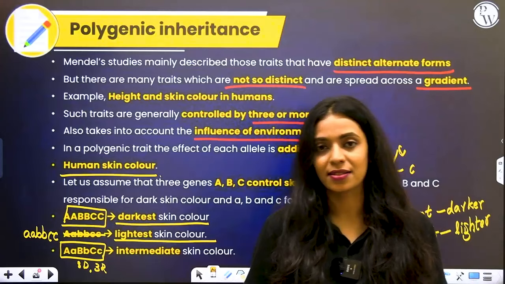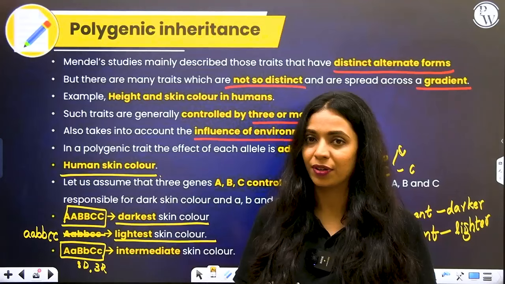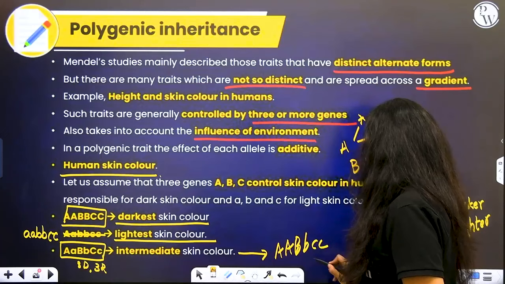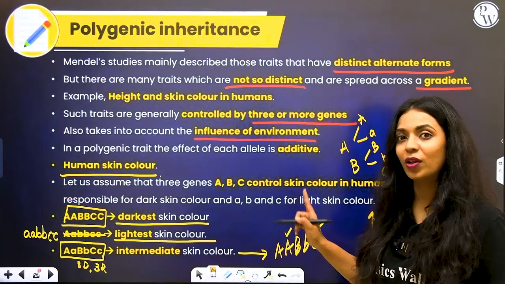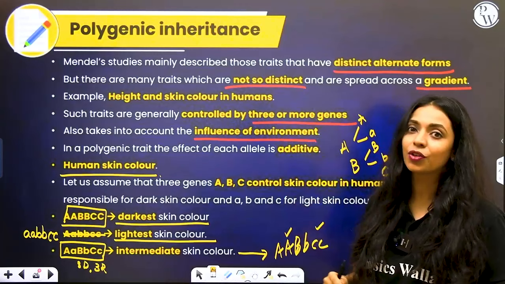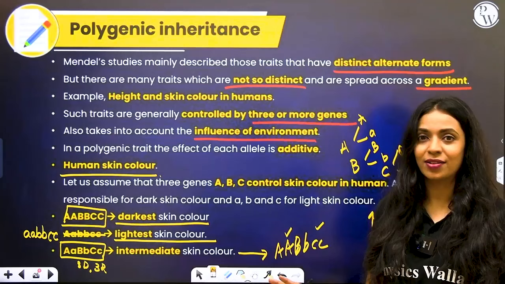Over here, it does not matter whether A is dominant, B is dominant or C is dominant. It only depends on the number. Here, you have 3 dominant and 3 recessive, which will be the same as AA, BB, CC. It matters only how many of them are dominant, how many of them are recessive, which is why we also call this quantitative inheritance. It depends on the quantity or the number of genes that are dominant. Because in such cases, more than one gene is controlling a character, you have so many different varieties. We have so many different beautiful shades of skin color. Okay? So that's about polygenic inheritance.